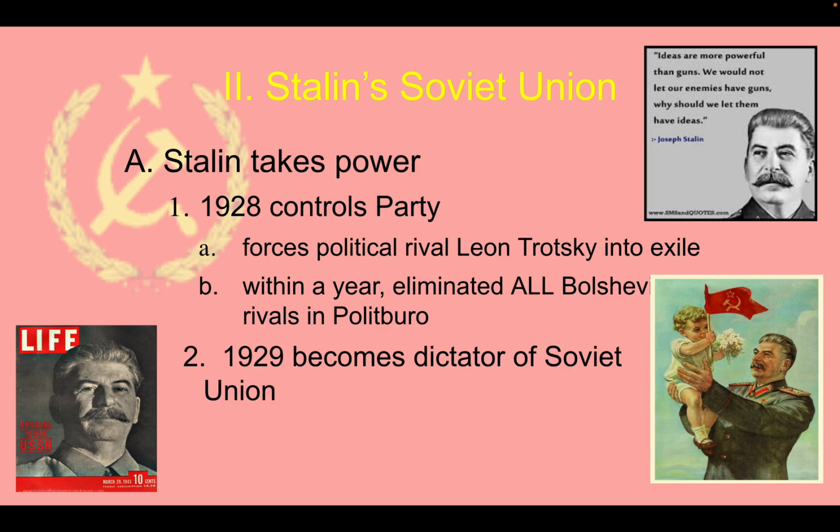It's going to take several years of just agreements and engineering and talking to people left and right. But by 1928, he's able to control the Communist Party. And within a year, he's going to get rid of all of his rivals. And by 1929, he is going to be the new leader of the Soviet Union. Essentially, he becomes the new dictator of the Soviet Union.